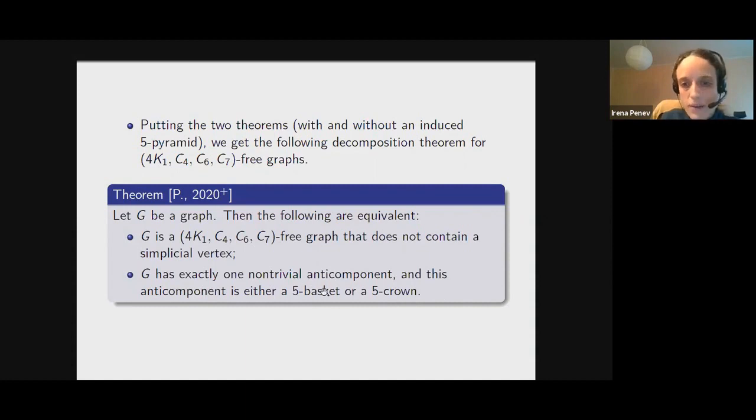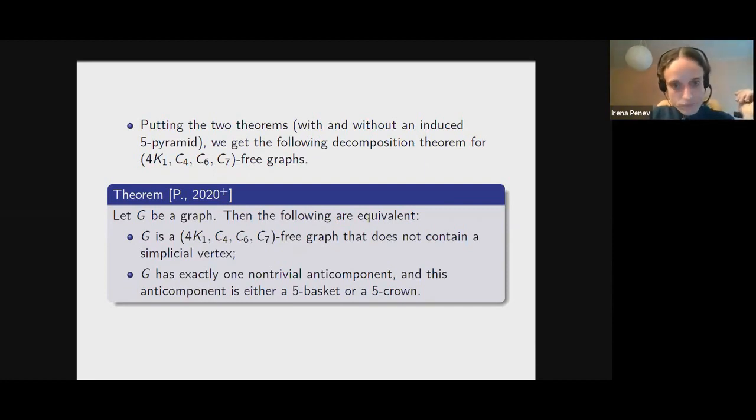And again, what does this mean? That means that you either take a 5 basket or you take a 5 crown. And then, having taken that, you're allowed to add a clique and make the clique complete to it. Okay, so that's what this second bullet point says. And what the theorem says is that graphs that you can obtain in this way are precisely graphs in my class that happen not to contain a simplicial vertex. So in other words, if you're in my class, then you either contain a simplicial vertex or you can be obtained in this way. And using that, you get that clique width result.